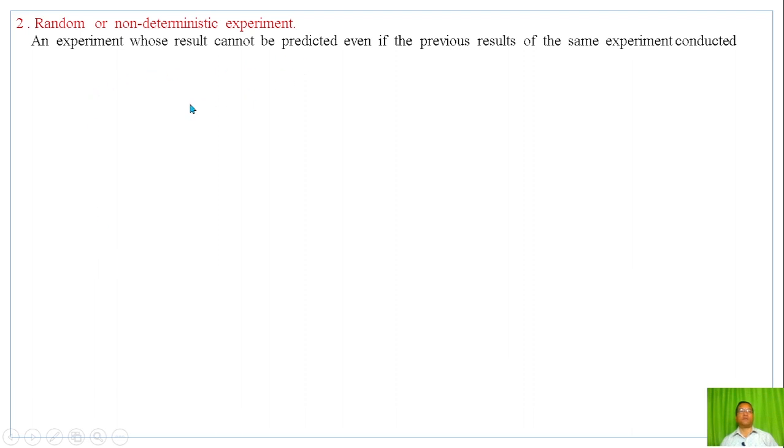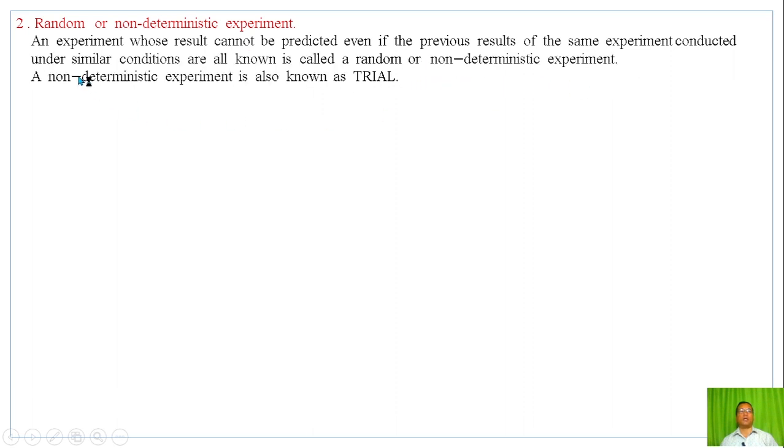Random or non-deterministic experiment. An experiment whose result cannot be predicted even if the previous results of the same experiment conducted under similar conditions are all known is called a random or non-deterministic experiment. A non-deterministic experiment is also known as a trial. The result of the experiment cannot be predicted in advance.